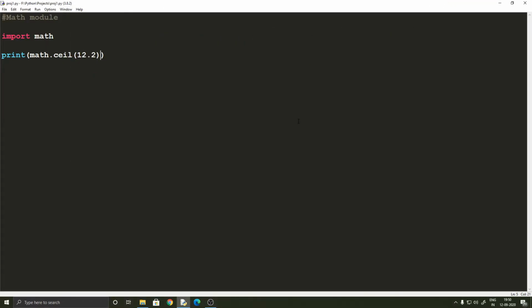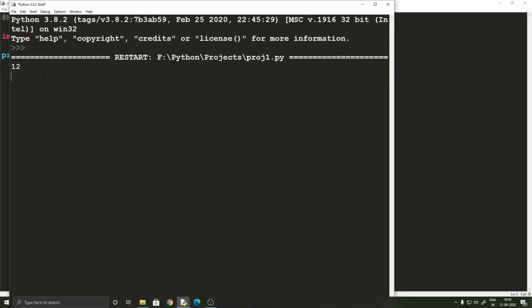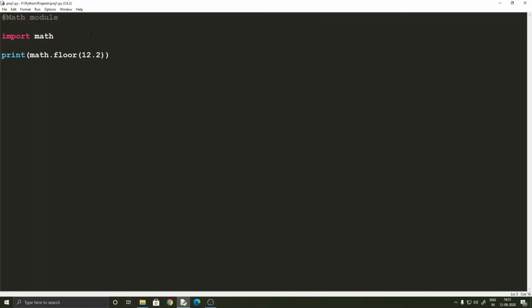The fourth function that we'll be looking at is the floor function, and floor does the opposite of ceil. That is, it rounds off a number into the next lesser integer. So if we change this from ceil to floor, you should see 12 getting printed to the screen like that. So that's how floor works.